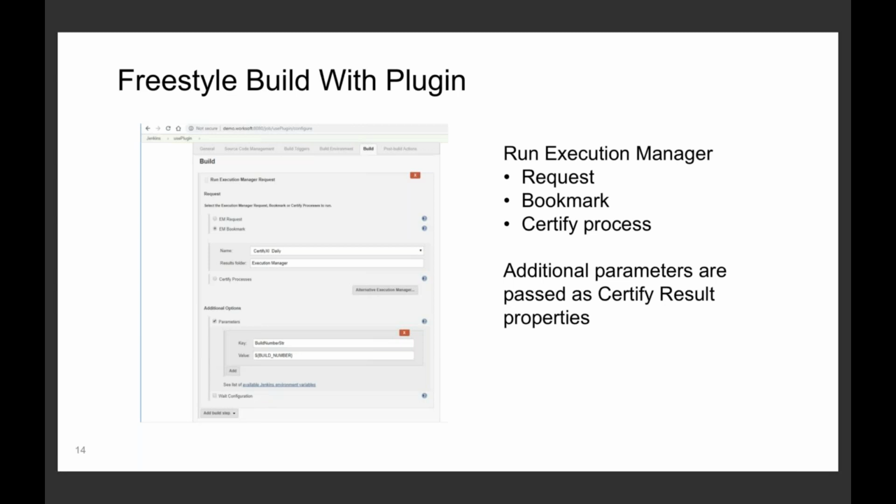Now remember, one of the key things you'll probably want to do is pass in the build number or things like that as part of the process. So we allow you to send extra parameters that go as result parameters in your processes themselves.